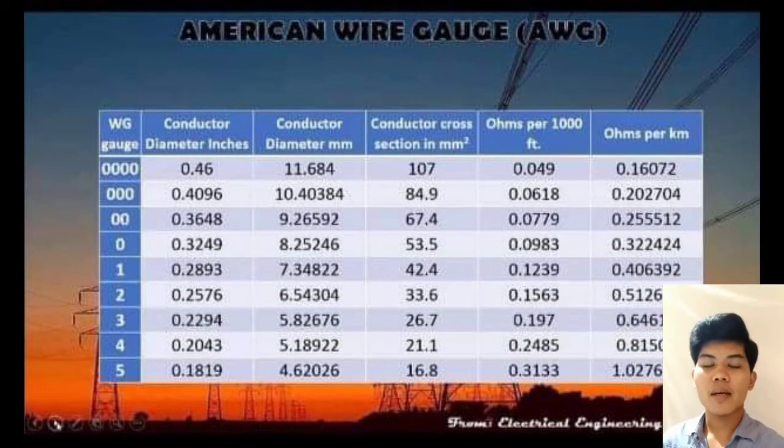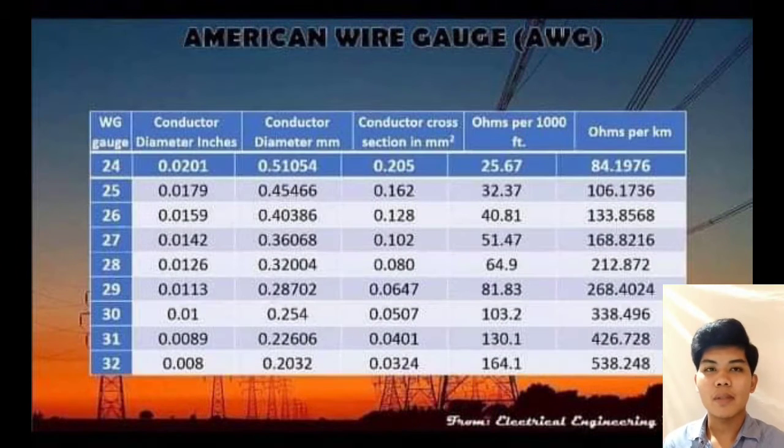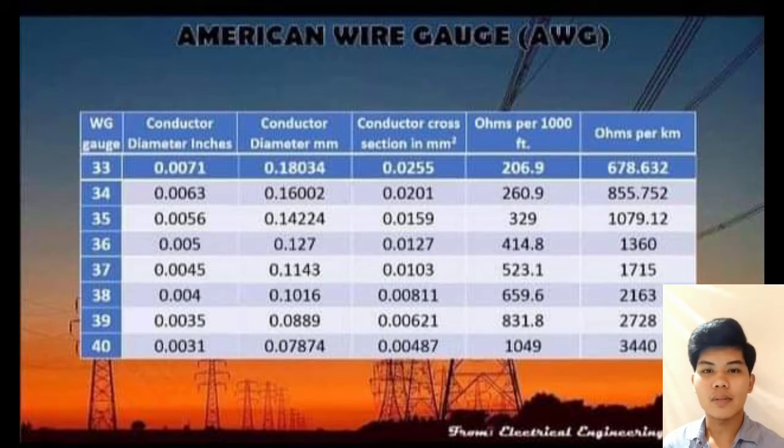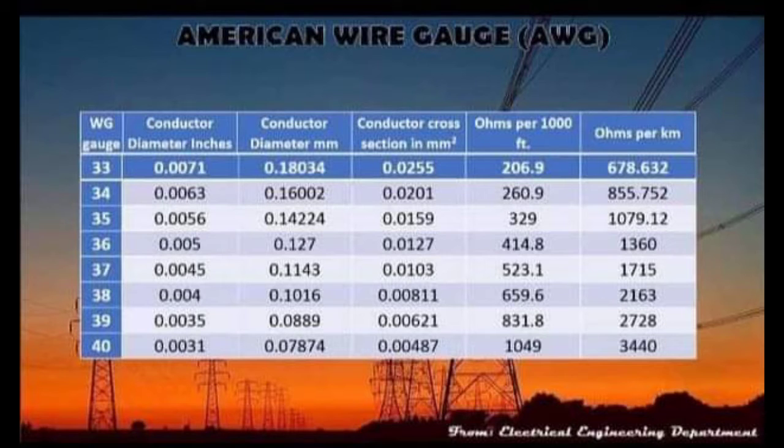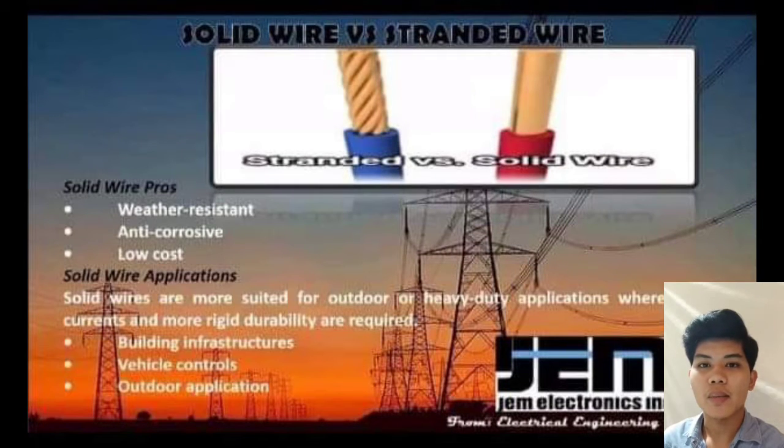Ang napansin ko lang dito sa AWG table, habang bumababa ang conductor diameter, tumataas naman ang ohms per kilometer. Ibig sabihin lang niyan, kapag mababa ang conductor, mas tumataas ang ohms. Sa next slide, pinakita lang dito yung pinagkaiba ng stranded wire sa solid wire. Pero mas kadalasang ginagamit talaga ang solid wire kasi mas nakakatipid at mas matibay.